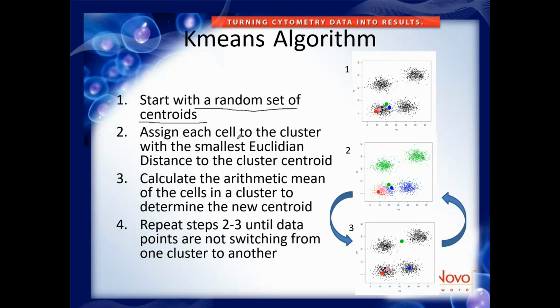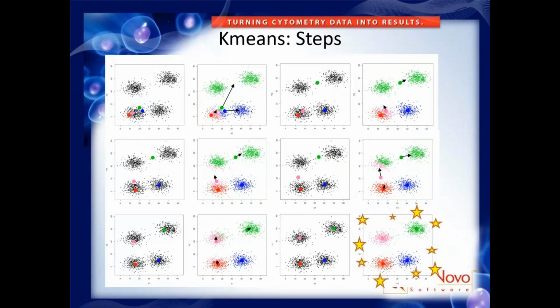And then we assign each cell in our data set to the cluster with the smallest distance from that cell to the centroid. And then we calculate the arithmetic mean of all the cells in the cluster and repeat. I'm going to go through this slowly because it's really straightforward. So when we start the process, which we started in the top left, we assigned 4 random clusters that randomly appeared over here.